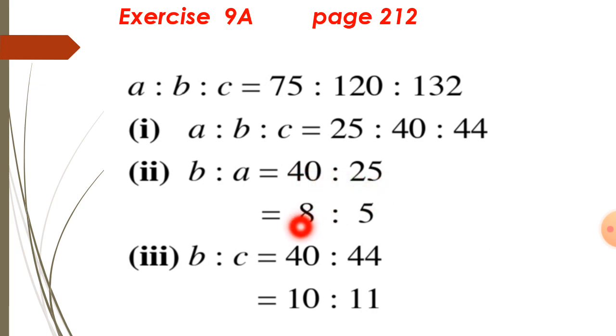We are going with the table of 5. 5 8s are 40, 5 5s are 25. Now third is B ratio C. We have taken the value from part 1. B is having 40 and C is having 44. So you can simplify it with the table of 4. 4 10s are 40, 4 11s are 44.